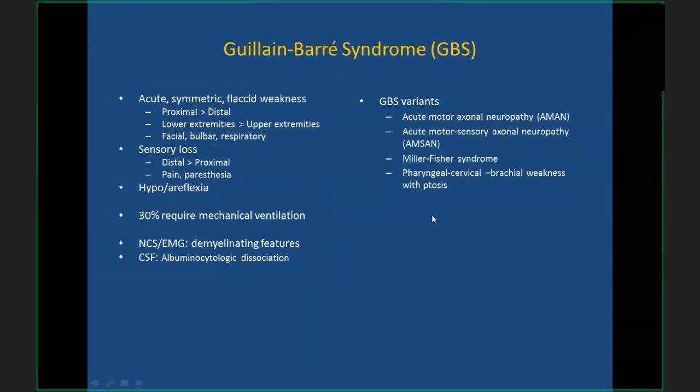There are several variants. One is acute motor axonal neuropathy, just like our patient, and the second is called acute motor sensory axonal neuropathy. Others are Miller-Fisher syndrome. The fourth one is rare. Sometimes you might see pharyngeal-cervical-brachial weakness with ptosis. That mainly affects the upper body, whereas typical classical GBS usually affects the lower body more than the upper body.